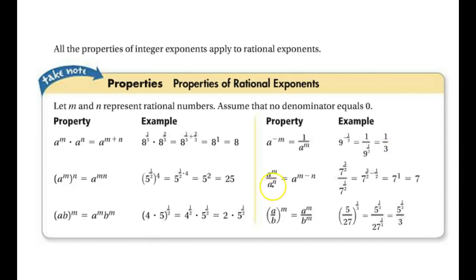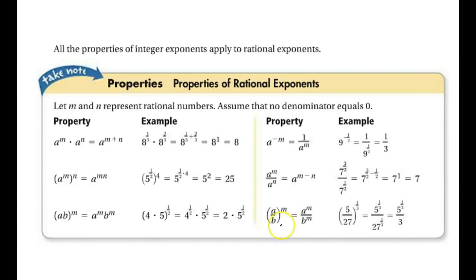In the middle, we have a to the m power over a to the n power. When we are dividing the same bases, we subtract the exponents. So this property is the opposite of the first property that we talked about right over here in the top left-hand corner. So when we have a to the m over a to the n, we can just write a to the m minus n. Here's an example. 7 to the 3/2 power divided by 7 to the 1/2 power. Subtracting those exponents, we get 7 to the 3/2 minus 1/2 power, which is equal to 1. So 7 to the first power is equal to 7.